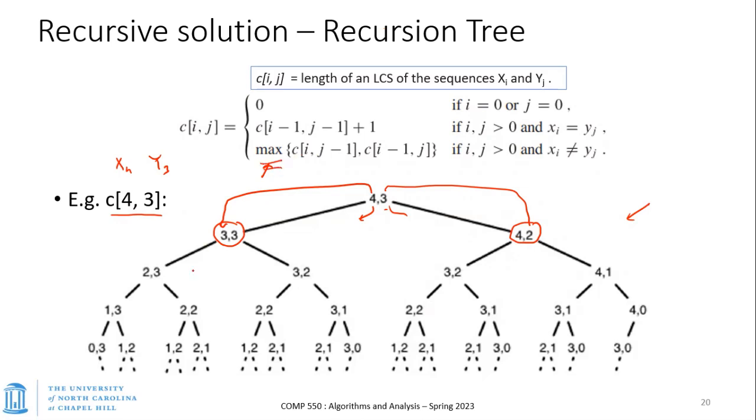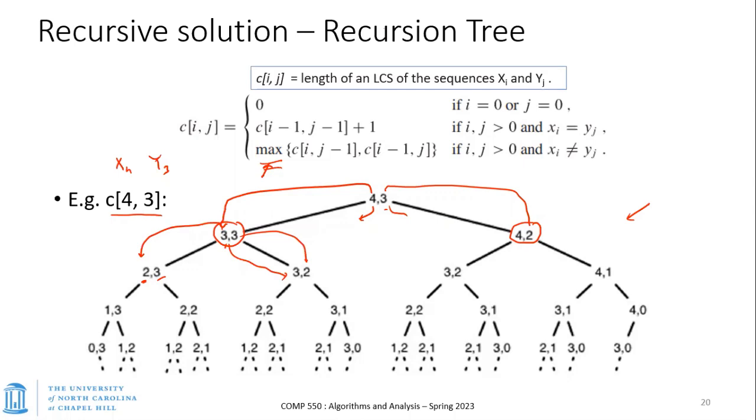And similarly, if you want to compute the LCS for 3, 3, you'll again have to do a recursion in which you reduce the size of x and keep y the same size, or you reduce the size of y and keep x the same size. So we can now visualize the recursive solution in terms of a recursive tree, right?